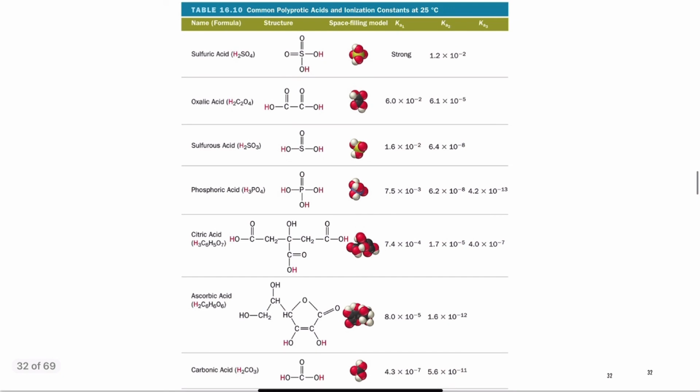Here's a really nice chart from your book, some common polyprotic acids and ionization constants. Sulfuric acid is considered a strong acid. Its Ka1, meaning its first acid loss, is very strong. It dissociates 100% in solution. But Ka2, that second proton, does not come off that easily. Oxalic acid, we have one coming off at 6.0 times 10 to the negative 2 and one not coming off till 6.1 times 10 to the negative 5. Why do we think they're different?